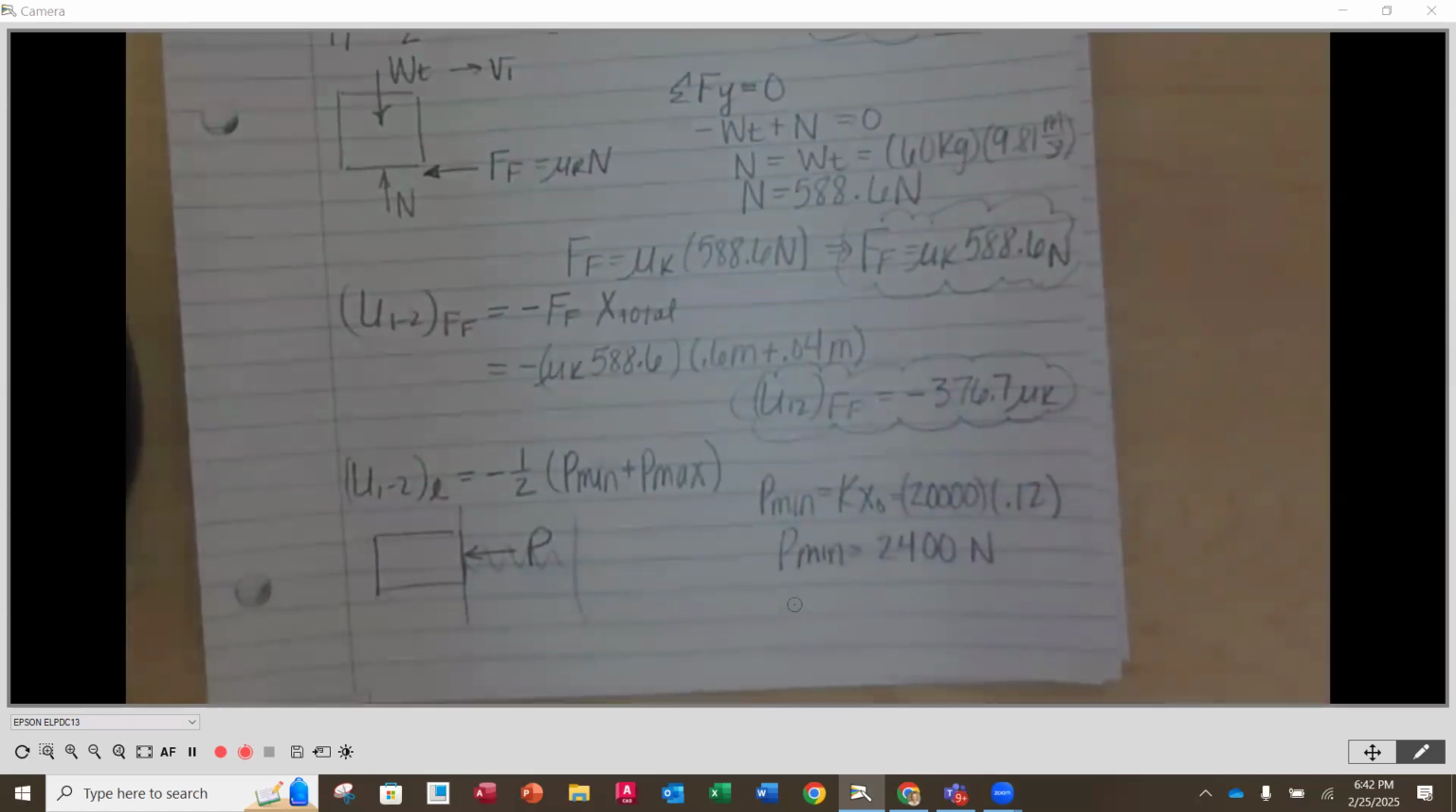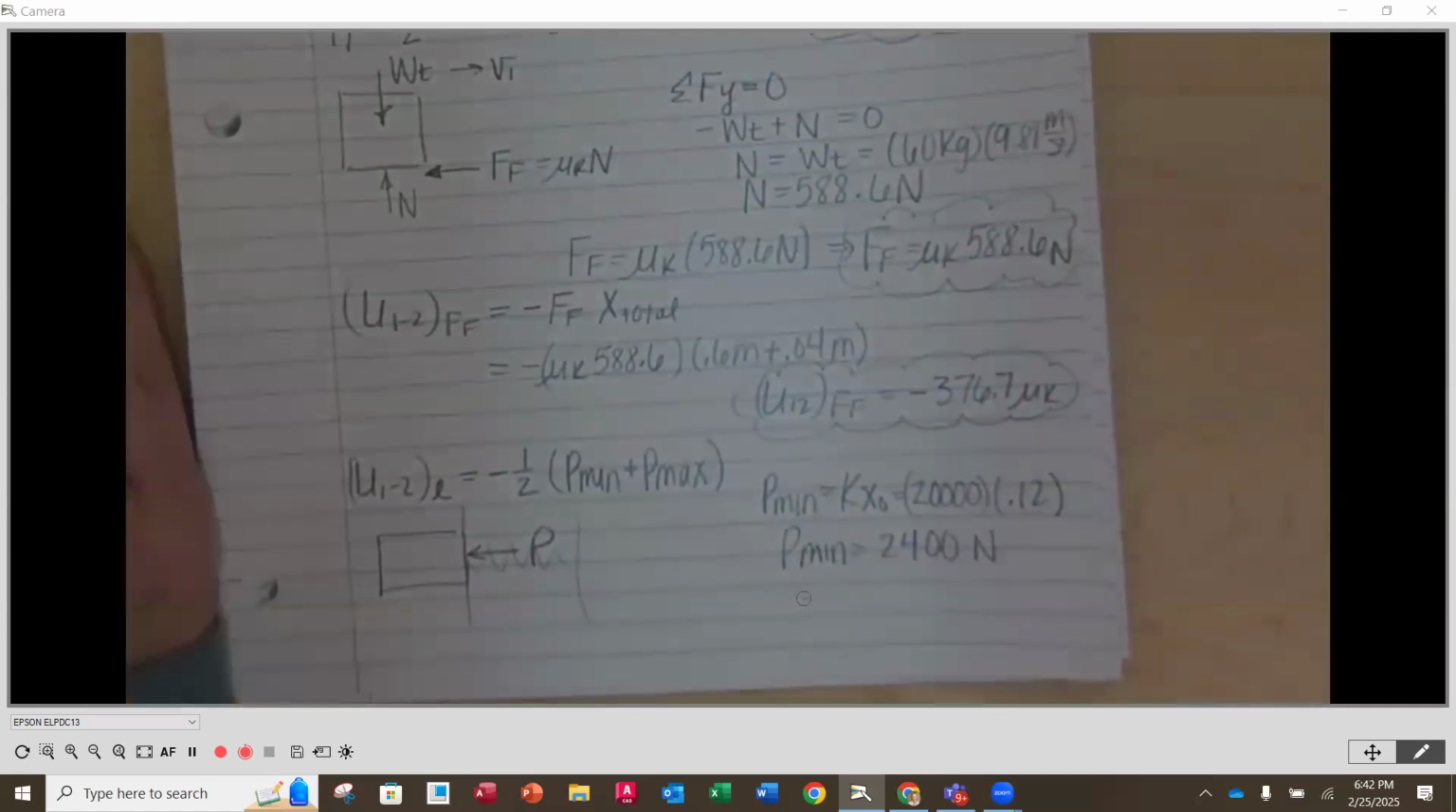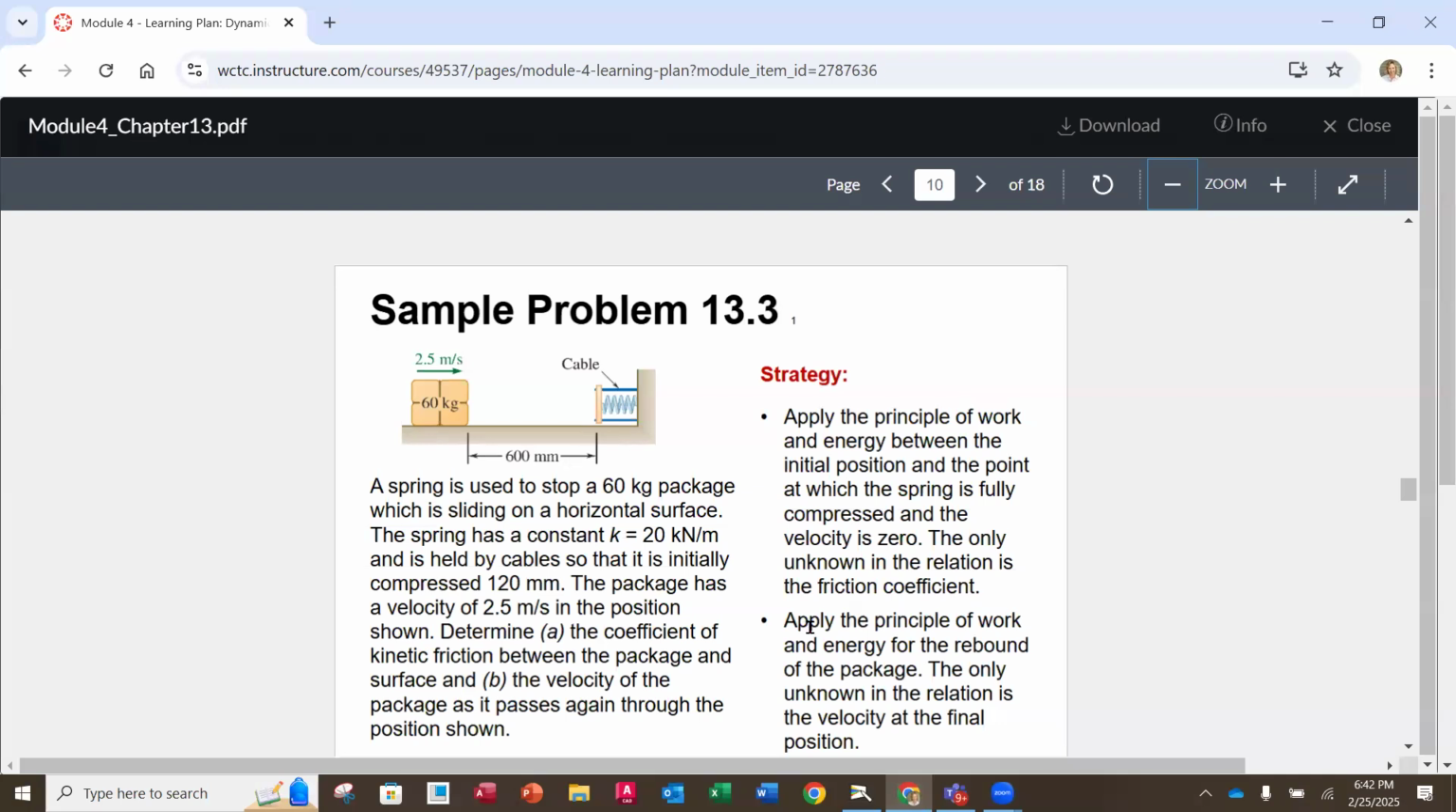P max is going to be, when we compress it another 40 millimeters, but this is what we would call a preload. Remember from the beginning, what they've done on this spring is they've actually compressed it an amount, and that's what you see here with a cable, a certain distance. This distance right here is 120. So it's already preloaded, and that's what we just calculated with that minimum force on that spring.